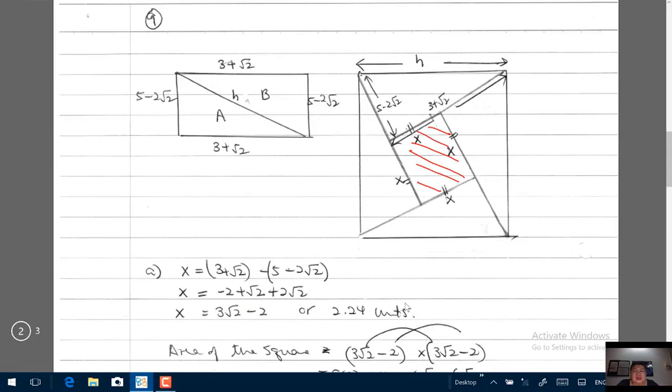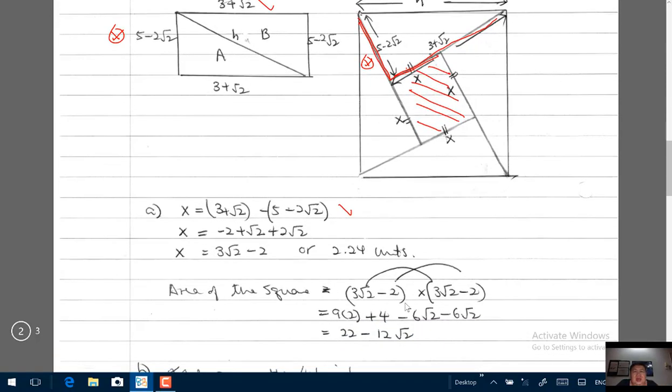So to find the area of the small square, which I shaded in red here, it will be X times X, right? So X is the longer length. This length here is the same as this, right? And this is 5 minus 2 root 2, which is this. See? So therefore X is actually the longer length, 3 plus root 2, minus 5 minus 2 root 2. That's what I've written here. Okay, slowly, people, very carefully. Follow the logical thinking.